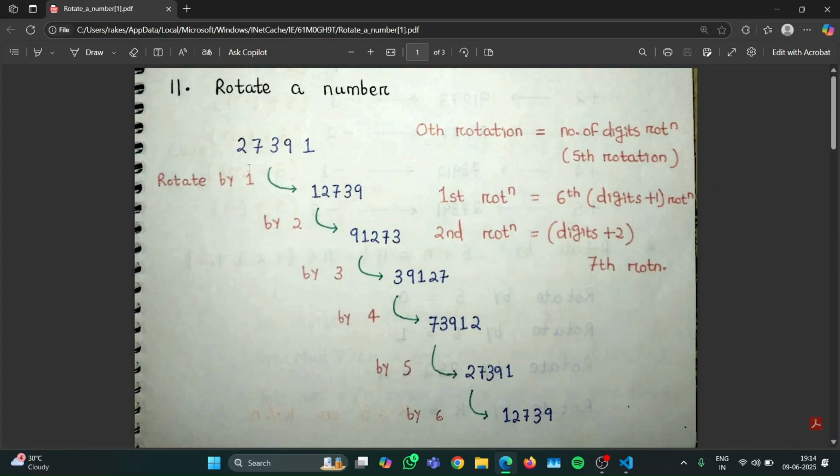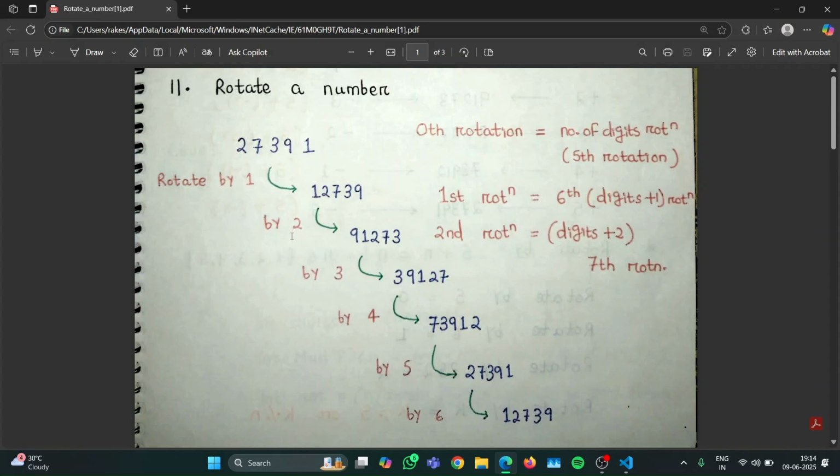So let's say we have a number 27391. So what do you mean by rotating the number by 1? It means nothing but positive rotation. And as I already said, positive rotation means clockwise rotation. What do you mean by clockwise rotation? That means one number from the back will come to the front. Getting my point? So rotating by one, the number becomes 12739. Basically, this 1 at the back comes to the front.